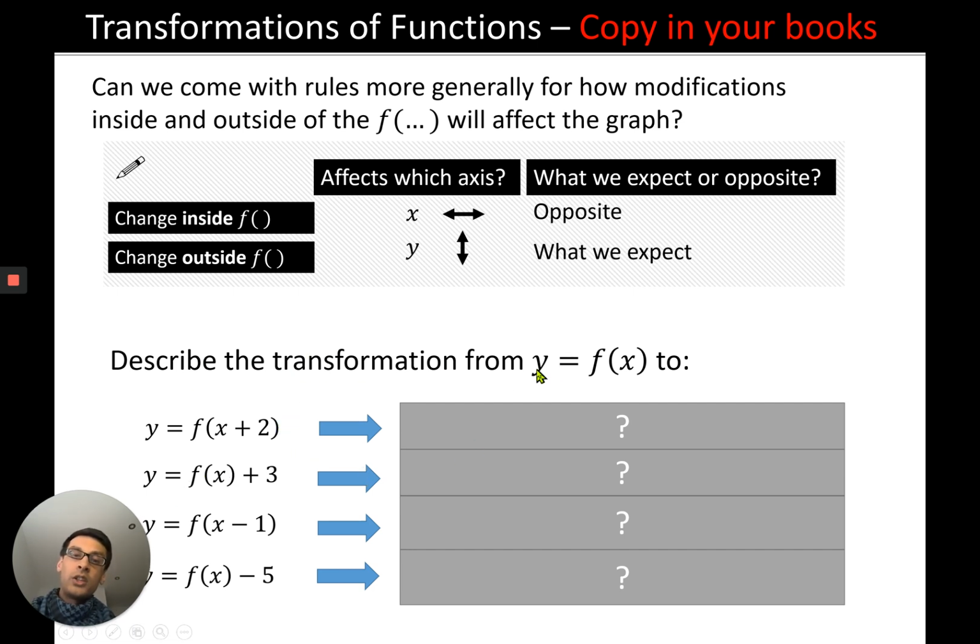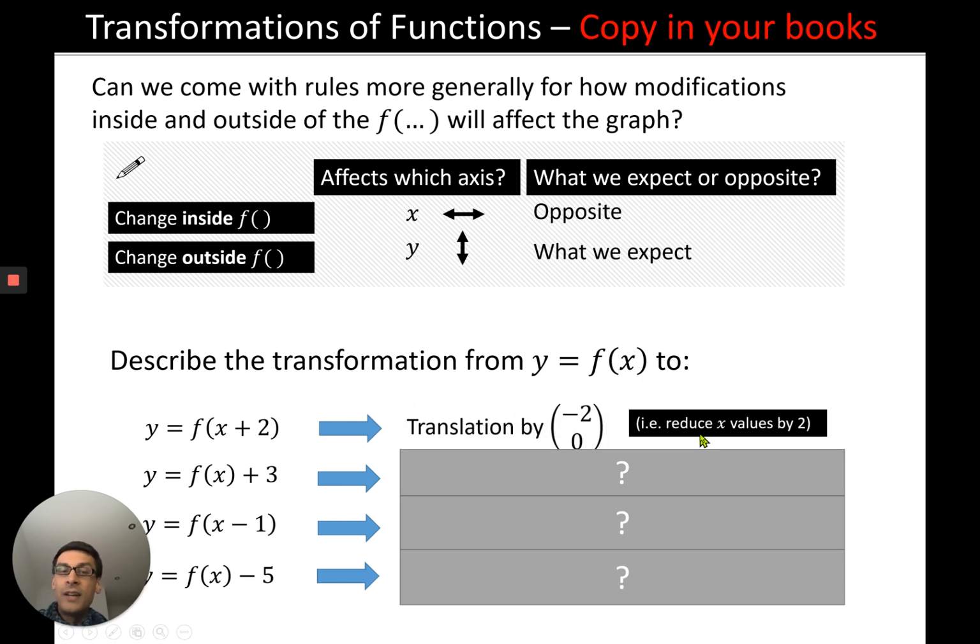So describe the transformation from y equals f of x to y equals f of x plus 2. So we are inside the brackets. It's going to affect the x values, which are the horizontal values, and you do the opposite. So plus 2, the common sense answer would be it goes right, but it does the opposite. So it goes 2 units to the left. And we can show this by using vector notation, which I showed you in the first video. So (-2, 0), or you can just say it moves 2 units to the left. But in an exam, if it says use vector notation, then you need to know how to do that.